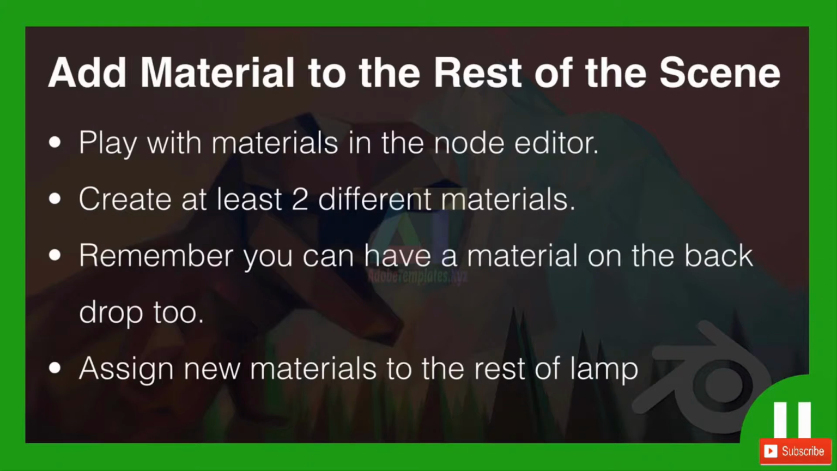I would like you to add material to the rest of the scene. Play with the materials in the node editor, have fun with it. Create at least 2 different materials by using the node editor. Remember, you have a material on the backdrop too, so you can add a different type of material to that, and make sure you assign your new materials to the rest of the lamp so that nothing's left with the default material. Pause the video now and give that a go.